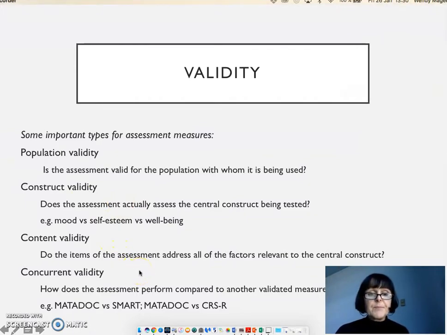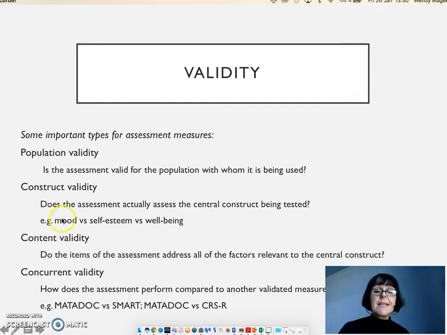Content validity. And here we're talking about the items that make up an assessment. As you know, an assessment is rarely just one question. It's normally a number of questions. So all the items, all the different questions that form the assessment, content validity examines how all of these items are related and how well they are related to each other.